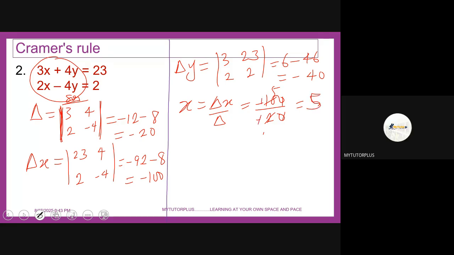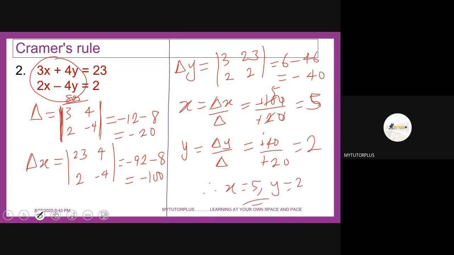Then we are going to have y, right? y is equal to delta y divided by delta. Is that correct? Now, what's our delta y according to this solving? Minus 40, divided by minus 20. Minus and minus will go. 40 divided by 20 will give us 2. So therefore, we can say x equals 5 and y equals 2.